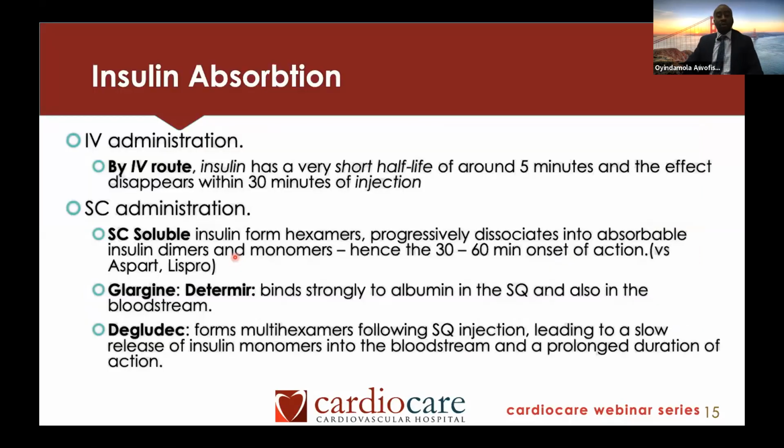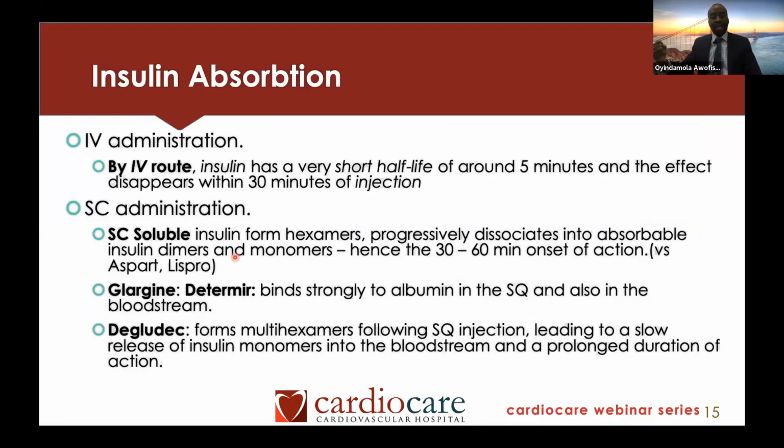So we'll go into insulin. We'll talk about insulin absorption a bit now before we talk about the types of insulin and how to use insulin. So first of all, many doctors don't know this actually, but insulin, when given intravenously, has a very short half-life. The half-life when given IV is around 5 minutes, and the effect disappears usually within 30 minutes of injection.